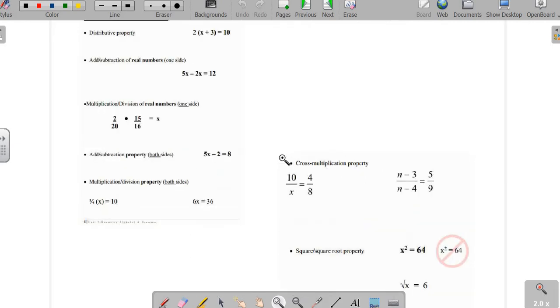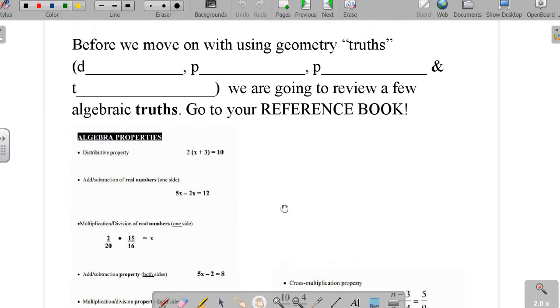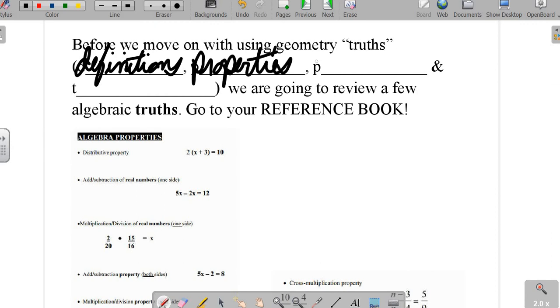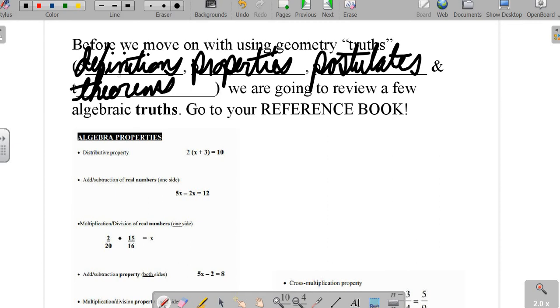In geometry, therefore, we're taking these discovered truths and applying them. In geometry, the discovered truths that we are using are called definitions, properties, postulates, theorems. Definitions, properties, postulates, and theorems. Those are all discovered truths that we will apply in deductive reasoning.